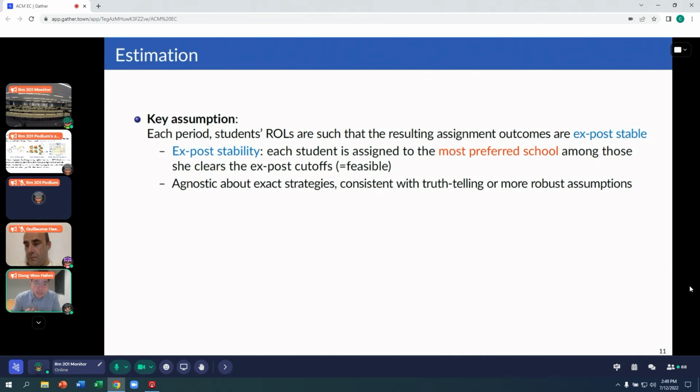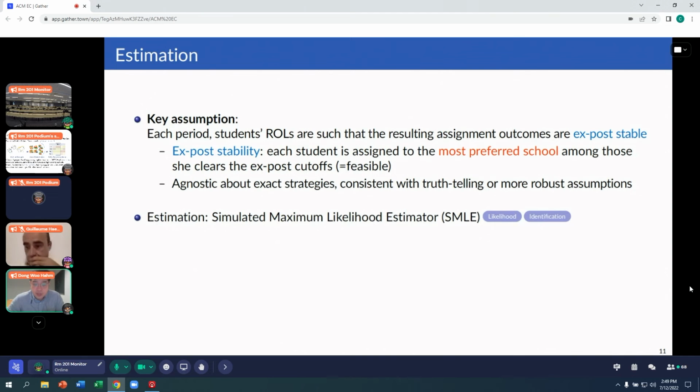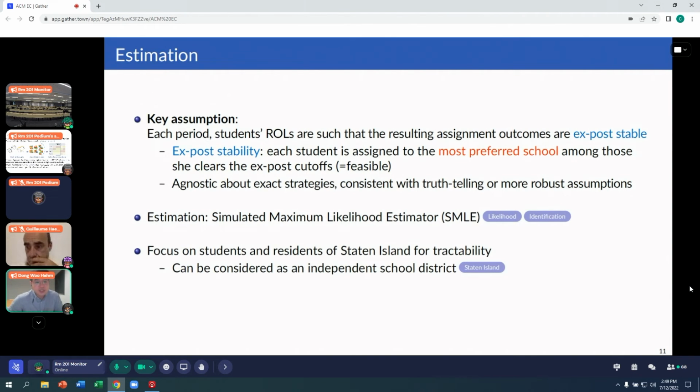And by assuming ex post stability, we are basically abstracting away from knowing the exact strategies employed by the students, because the ex post stability concept is about outcomes, not about student strategies. And ex post stability is not only consistent with the truth-telling assumption that has been traditionally used in the literature, but also with more robust assumptions as documented in more recent literature. We use MLE to estimate the model and focus on the students and residents of Staten Island for tractability.